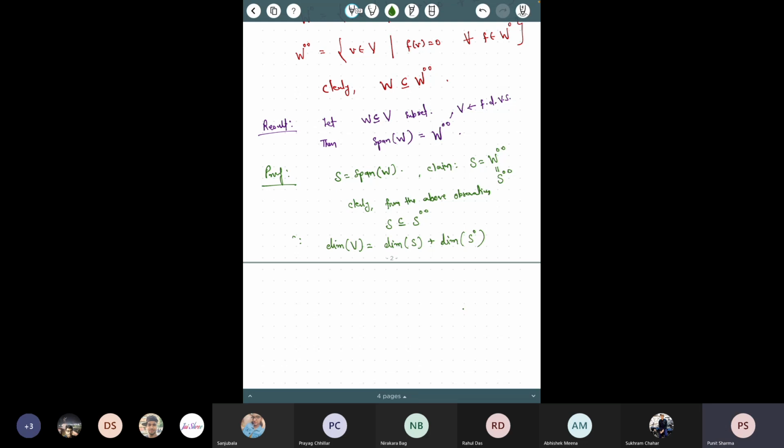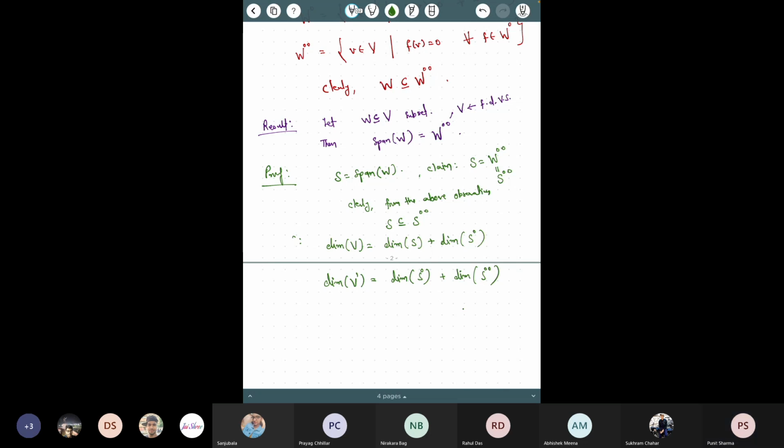This is true for every finite dimension vector space and its subspace. Now the same thing I can use for S annihilator also, because S annihilator is a subspace of V dash. Since V is finite dimension, we know that V dash is also finite dimension, and dimension of V dash is same as dimension of V. So similarly, if I apply the same thing for S annihilator, dimension of V dash is equal to dimension of S double annihilator.